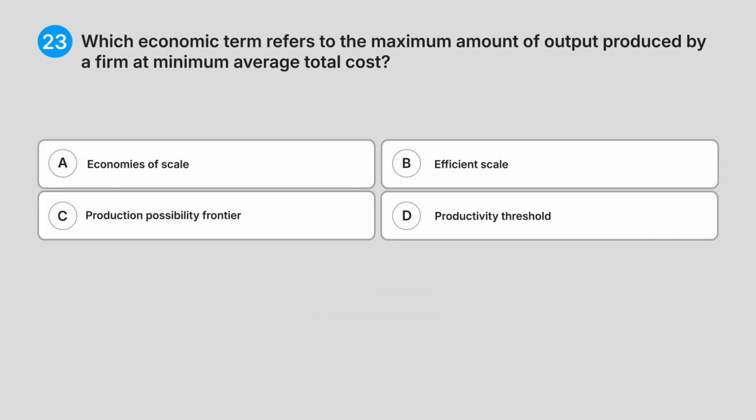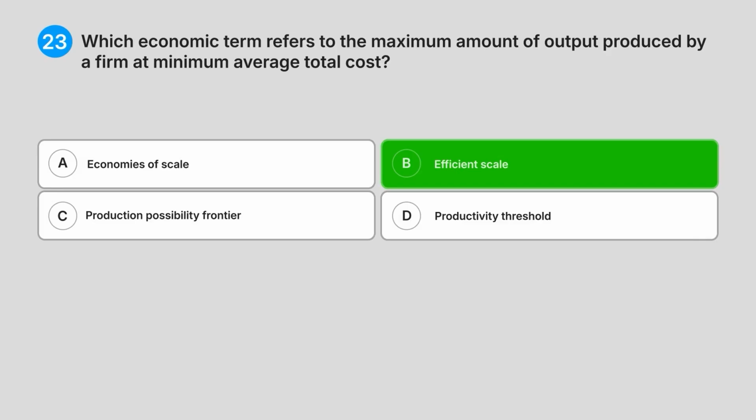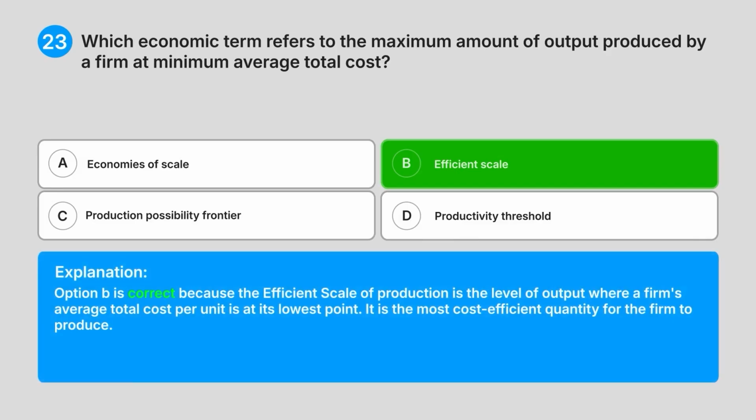Correct answer, B. Efficient scale. Explanation. Option B is correct because the efficient scale of production is the level of output where a firm's average total cost per unit is at its lowest point. It is the most cost-efficient quantity for the firm to produce.